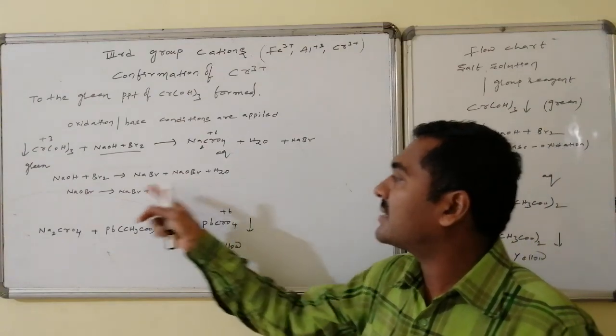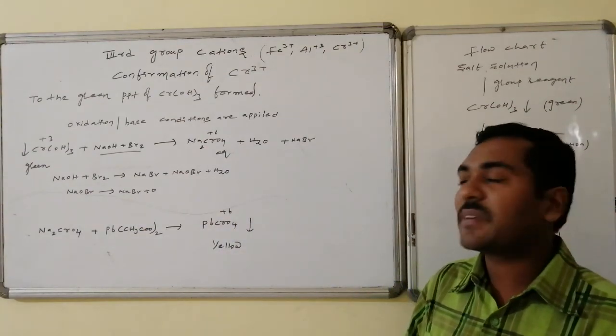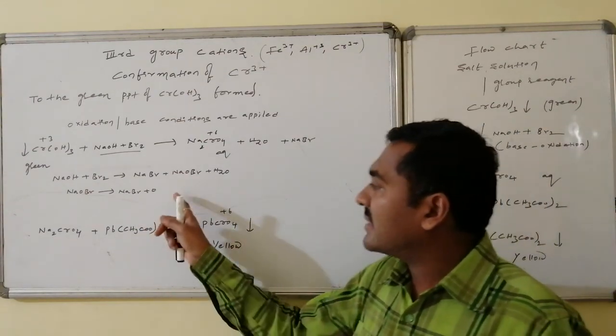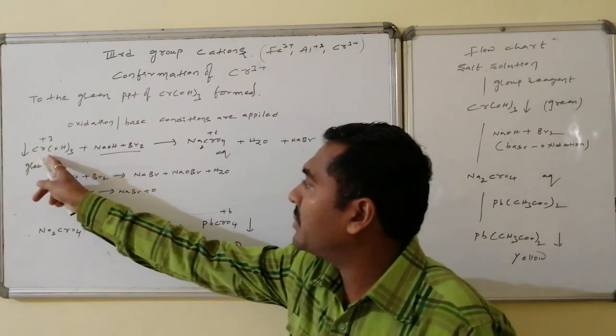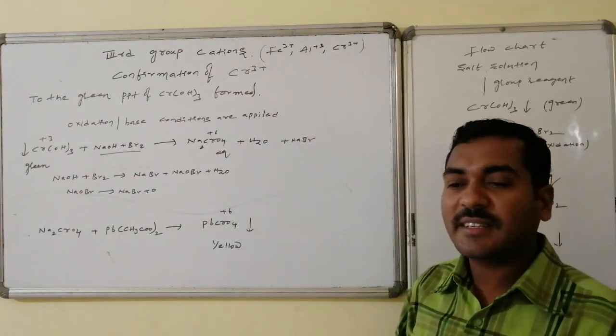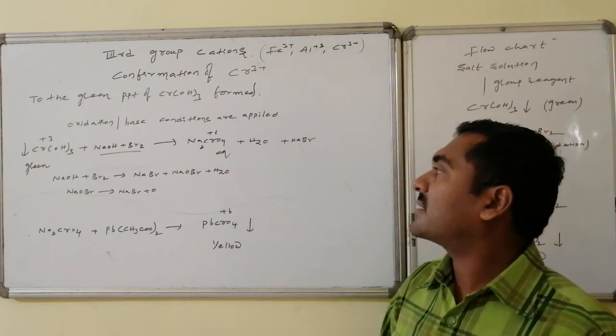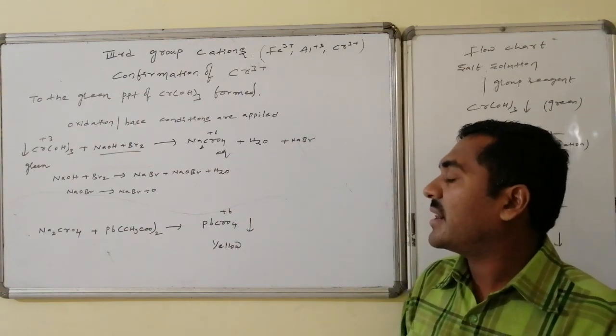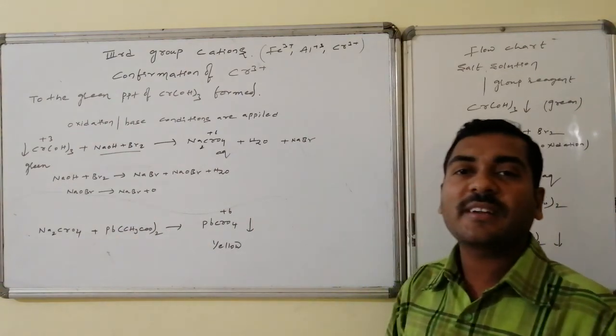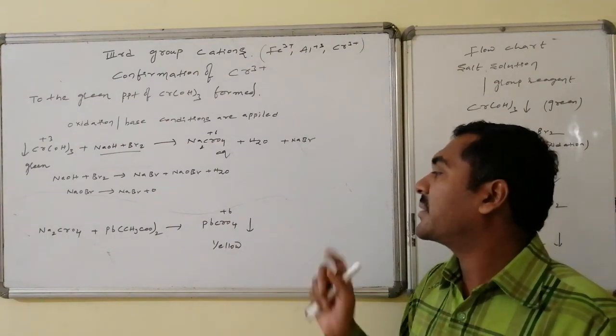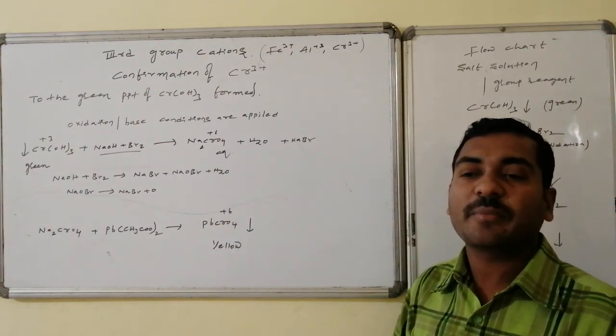Sodium hypobromite is unstable and it is converted to sodium bromide along with nascent oxygen. This nascent oxygen oxidizes chromium from the +3 state to the +6 state. That is, chromium hydroxide is converted to sodium chromate, and once again the formed sodium chromate on reaction with lead acetate forms lead chromate, which is a yellow color precipitate.